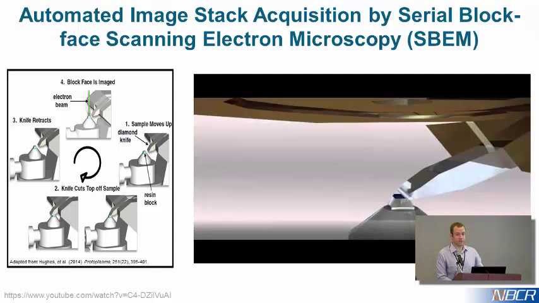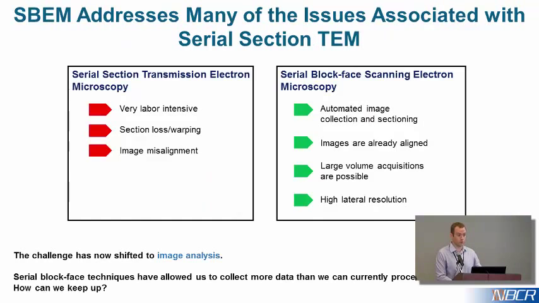This is just addressing some of the pros and cons of both techniques. Obviously, the cons of the serial section TEM technique are that it's very labor intensive. You can lose sections, like I showed in that cabbage example. Section loss isn't so much of an issue with the serial block face because the block is in a controlled position and it never is removed until the imaging is done.